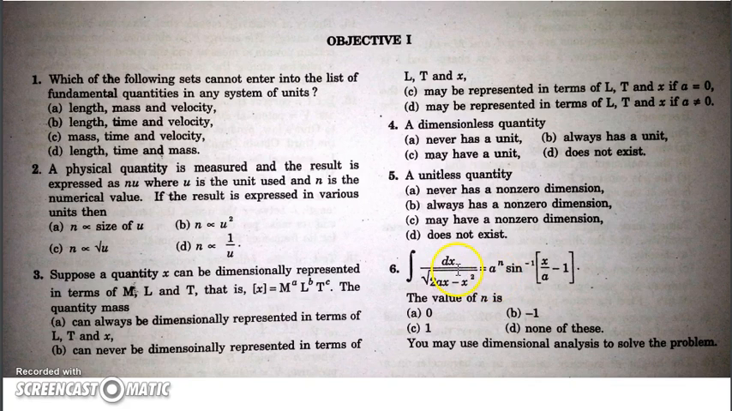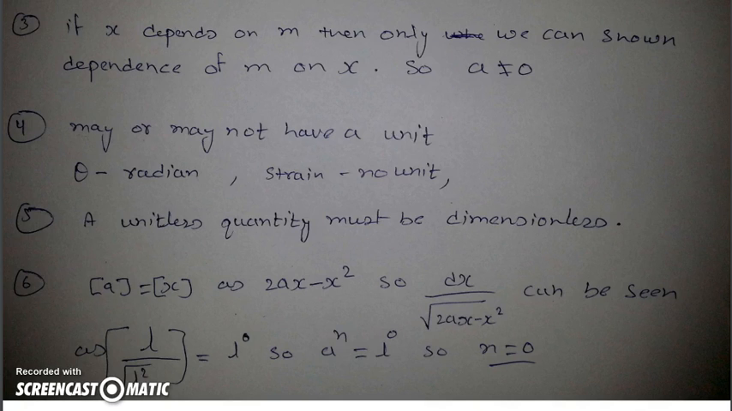So we can say that dimension, as the left hand side is dimensionless, the right hand side should also be dimensionless. Sine inverse is always a dimensionless quantity, and this should also be dimensionless, so the power of a should be 0. Okay, so we can go to the solution.